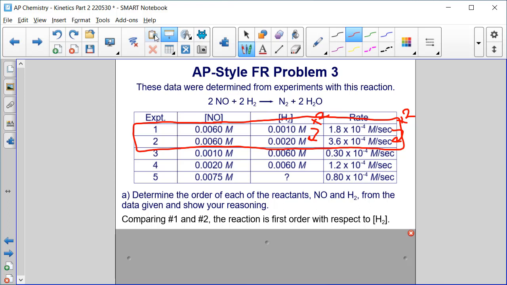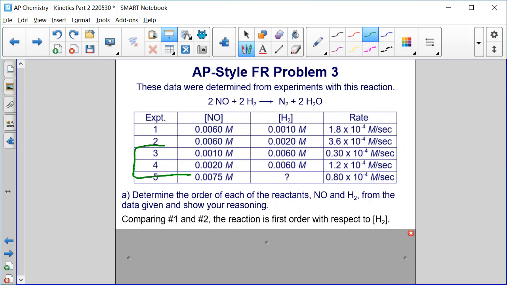Now let's compare experiments 3 and 4. So we're holding the H2 concentration constant so that we can look just at the NO concentration. So what is happening as we go from experiment 3 to experiment 4? This is times 2. Now 0.3 to 1.2 would be times 4. So I doubled the reactant concentration and increased the rate 4 times.